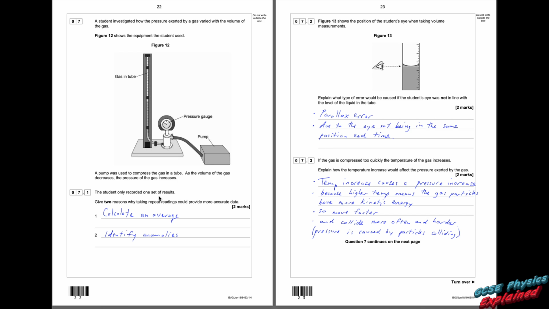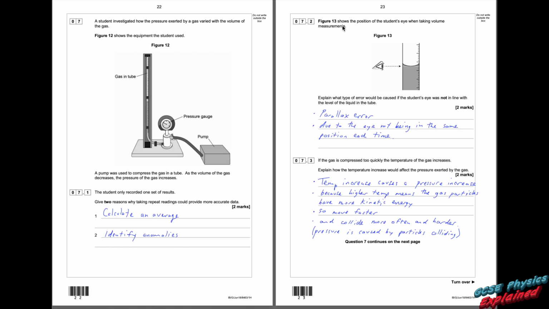The student only recorded one set of results. Give 2 reasons why taking repeat readings could provide more accurate data. It's always the same answer. By taking repeats, you'll be able to calculate an average and you'll be able to identify any anomalies, which means any mistakes, perhaps due to human error, things like that.